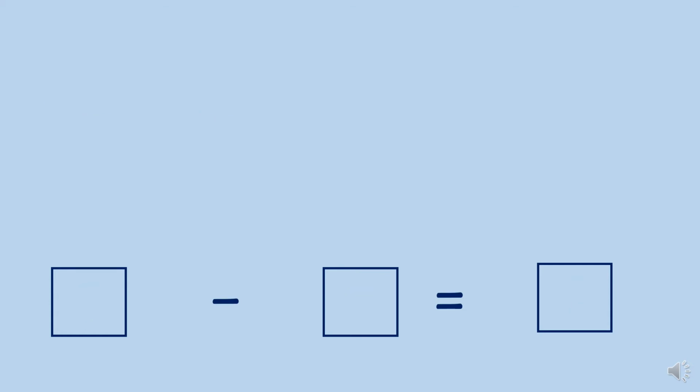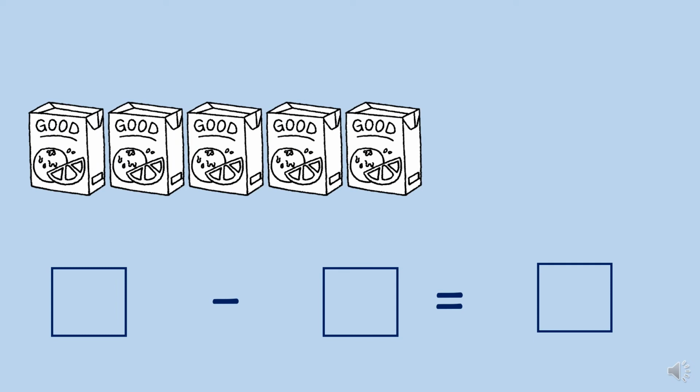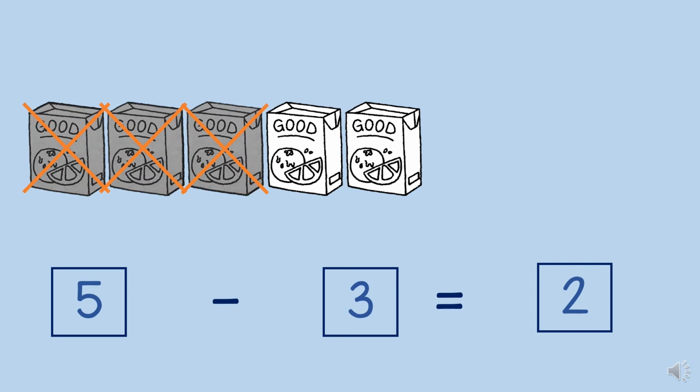Next we have orange juice. How many orange juice are there? 1, 2, 3, 4, 5. Let's write down 5. Let's take away some orange juice. 1, 2, 3. 3. Now, how many orange juice are left? 1, 2. 2. 5 minus 3 equals 2.